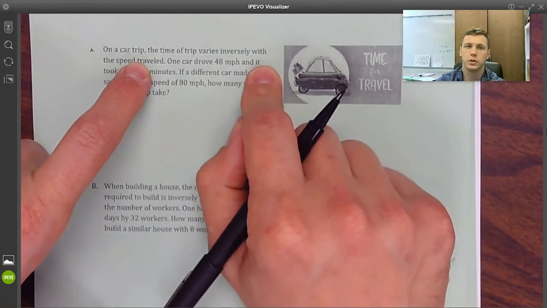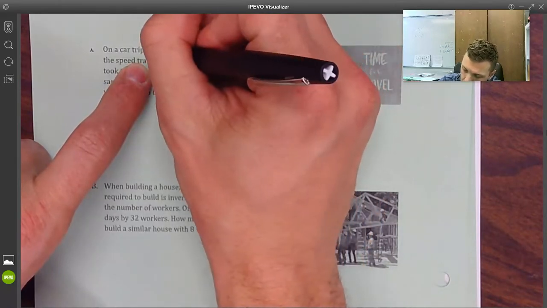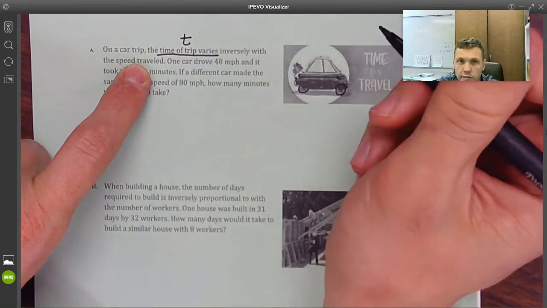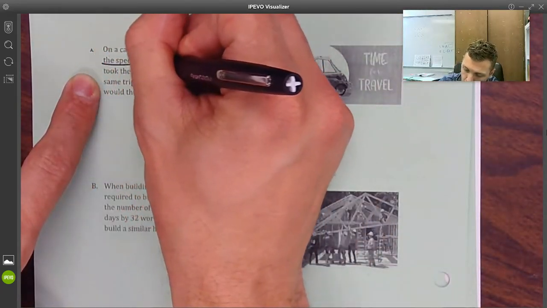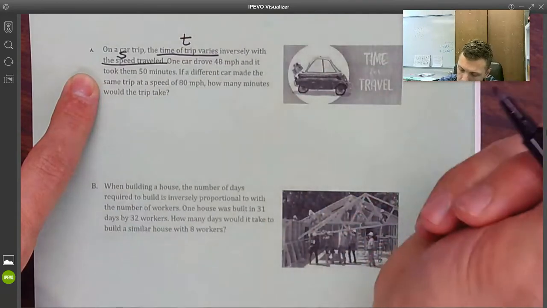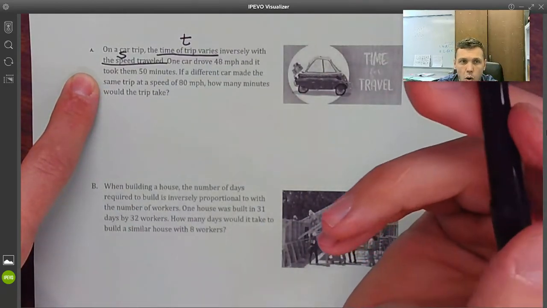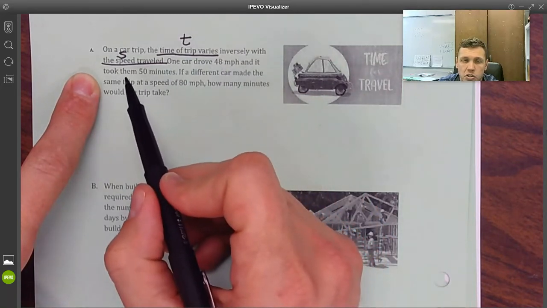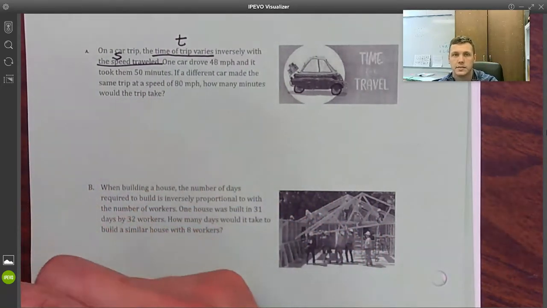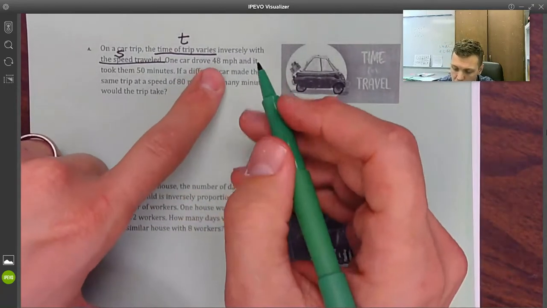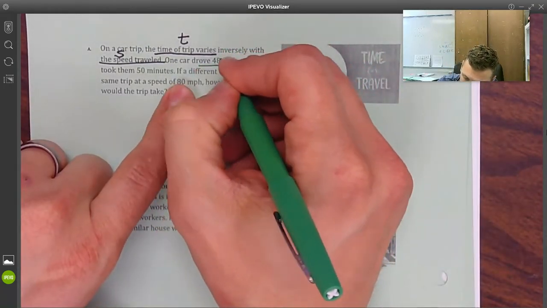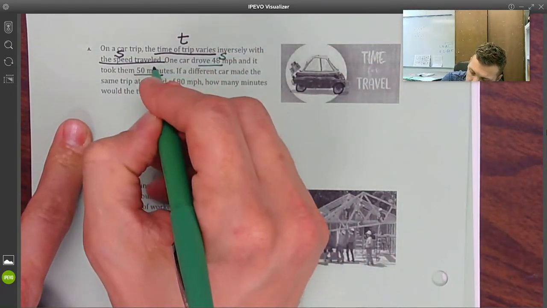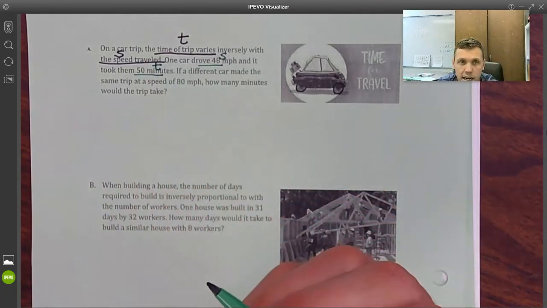Okay, so what we're going to do is the time of the trip. I'm going to let that be t, varies inversely with the speed. That's going to be s. One car drove 48 miles per hour and it took them 50 minutes. Okay, so one car drove 48 miles per hour. This is speed, and it took them 50 minutes. This is time.